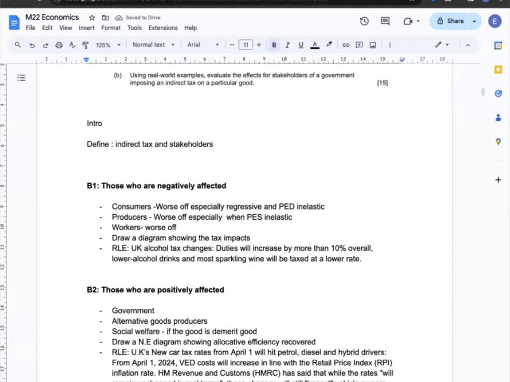Next, I can talk about those who are positively affected. First, government can definitely collect more tax revenue, so they're going to be better off. Also, alternative goods producers are going to be better off since they can have more sales. And this time, the real-world example will be the UK's new car tax rate changes that will hit petrol, diesel, and hybrid drivers. So it says from April 1st 2024, the fuel cost will increase in line with the retail price index. So I reckon it's going to affect the government and alternative goods producers and social welfare, since the demerit goods consumption will decrease.